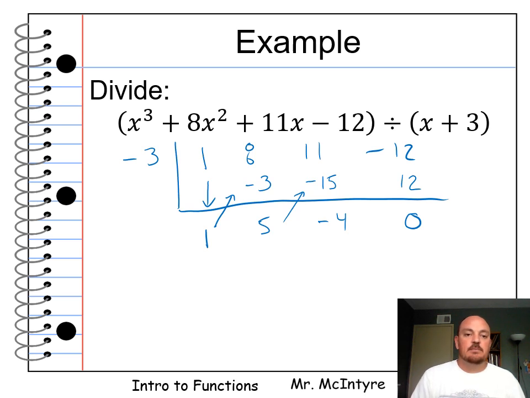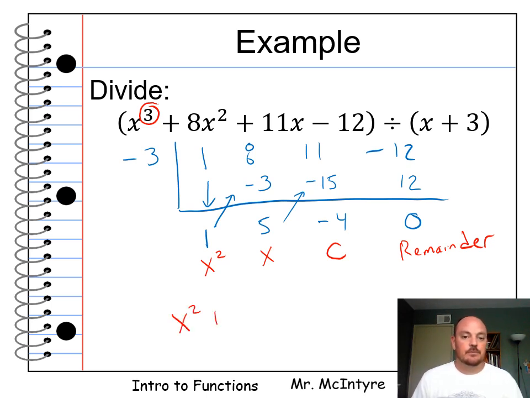Now, since my question started with an x cubed, my answer starts with an x squared. It always starts one lower. And then basically you work your way down. If this is x squared, then this represents x to the first power, or just x. This number represents your constant term with no x on it, and this 0, if we got a number for it, would be our remainder, which we'll talk more about later. So basically, the answer to the question is 1x squared plus 5x minus 4.